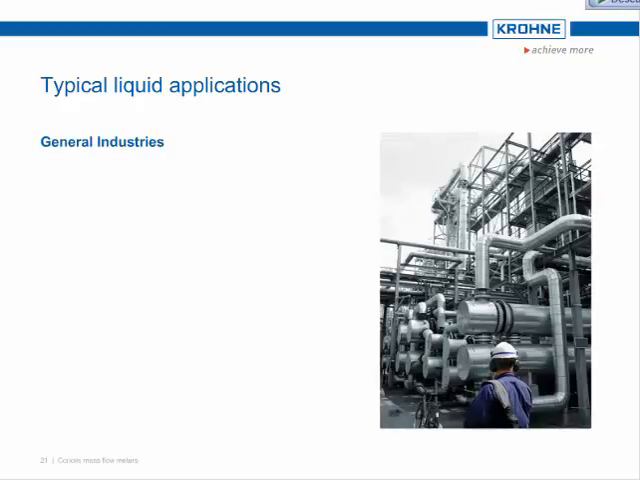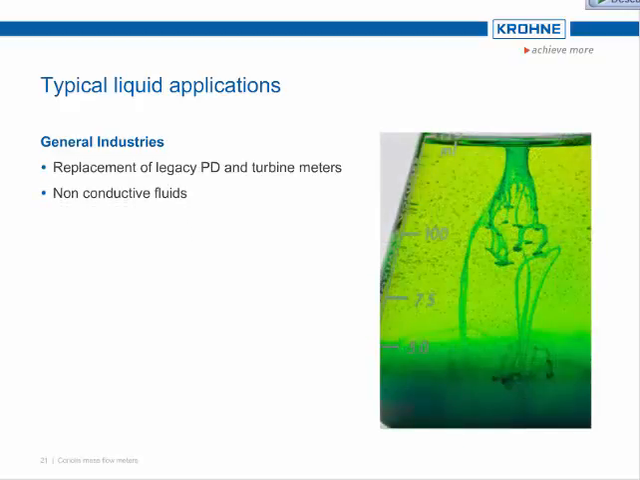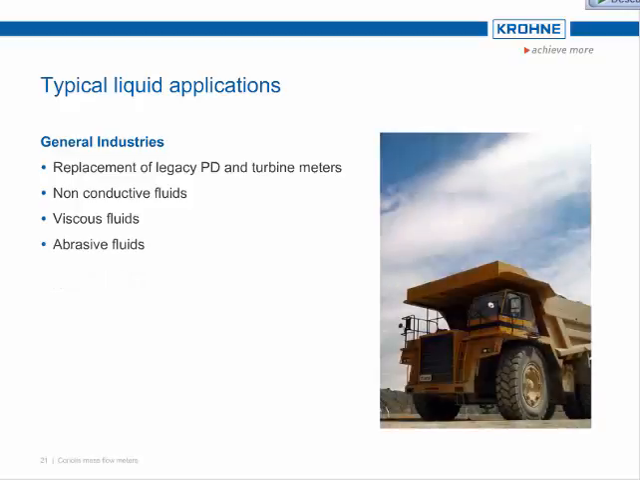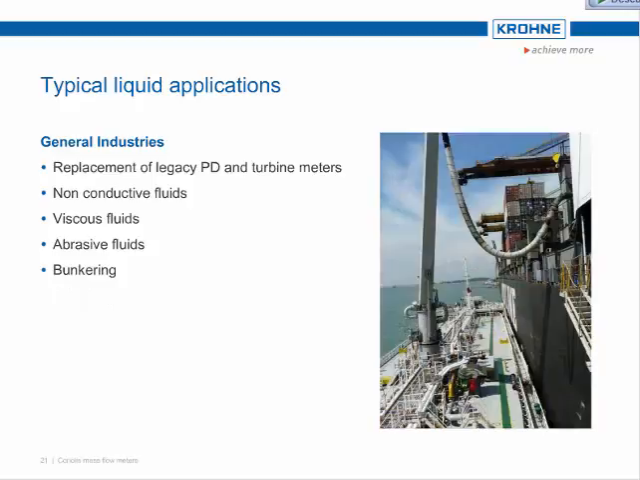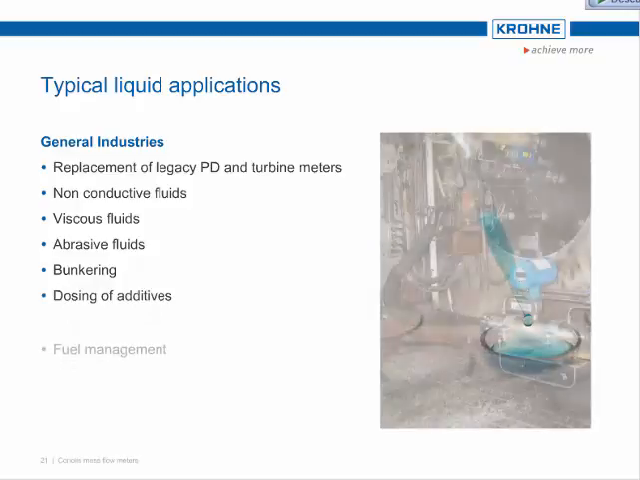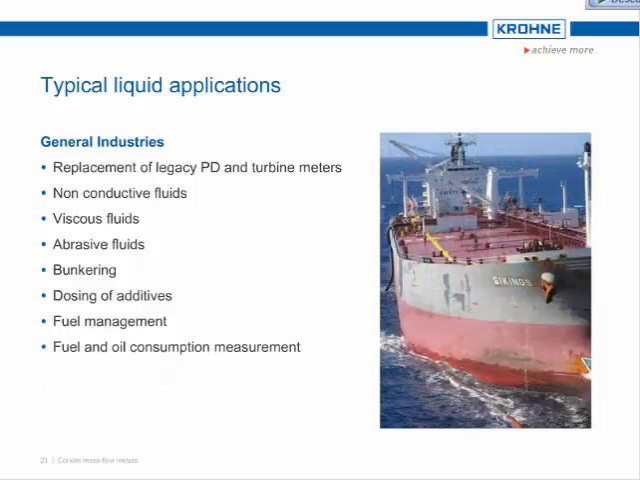In general industry and processes, Coriolis mass flow is used to replace legacy PD or turbine meters, non-conductive fluids where MID meters are not suitable, viscous fluids such as bitumen, abrasive fluids such as in the mining industry, custody and physical transfer such as bunkering, dosing of additives or perfumes, power plant water and liquefied fuel management, fuel and oil consumption measurement on ships and trains.